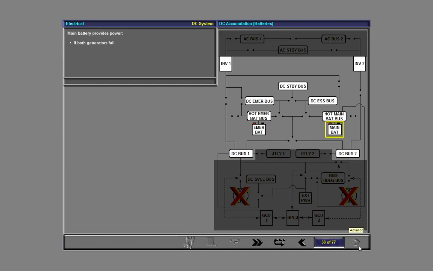The main battery has 3 functions. It provides power if both starter generators fail. It provides power for engine starting. And it provides power for the electrical feathering pump. The emergency battery provides emergency power and can operate alone if the main battery is drained. It also supplies sensitive circuits, such as the avionics circuits during engine starting.